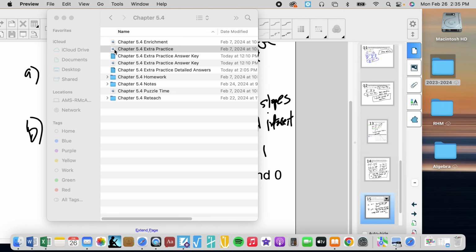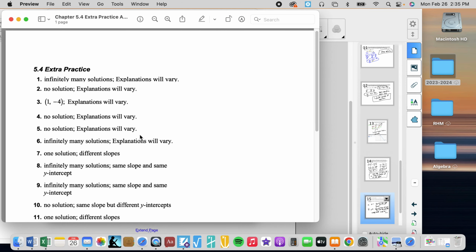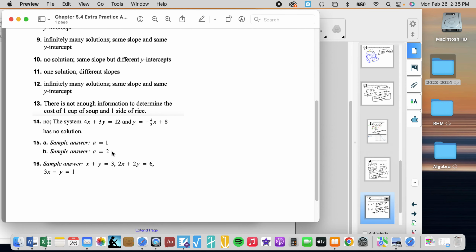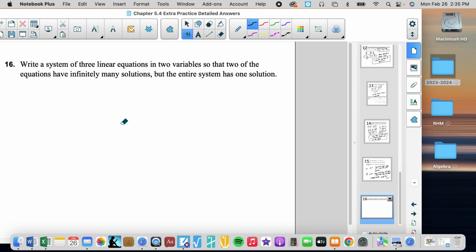Wonder what the answer key says. Oh, not that. Let's see. Answer key. Yeah, sample. I know that. Yep. Good. All right. That wasn't the last problem. This is the last problem.